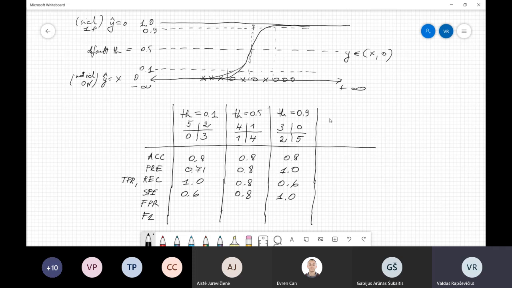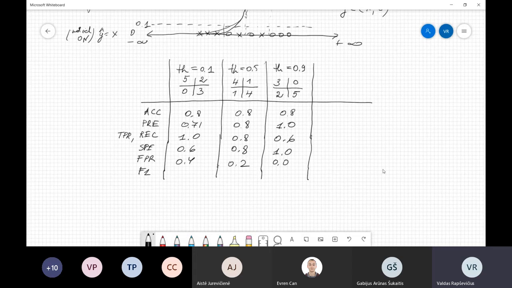The false positive rate is basically the difference from the specificity. This is 0.4, 1 minus specificity. Then 0.2 and 0. And the F1 score, I have calculated that: 0.83, 0.8, and 0.75.